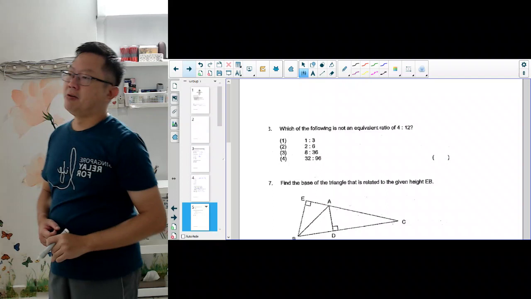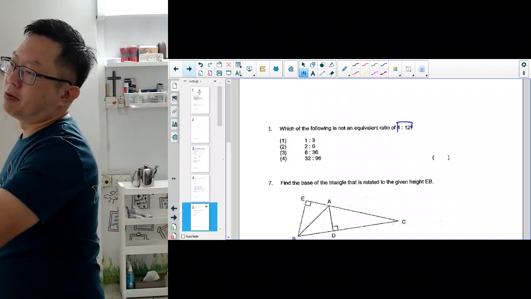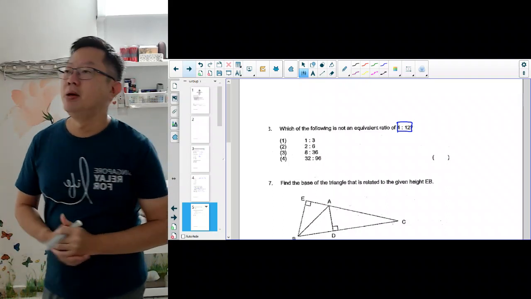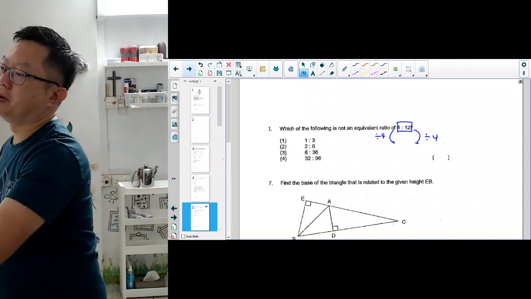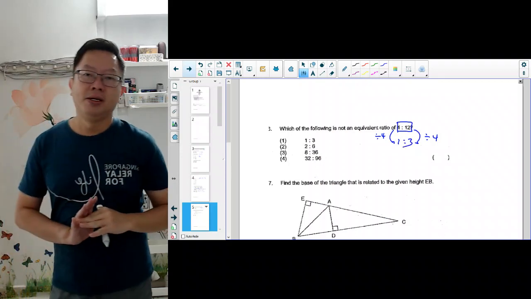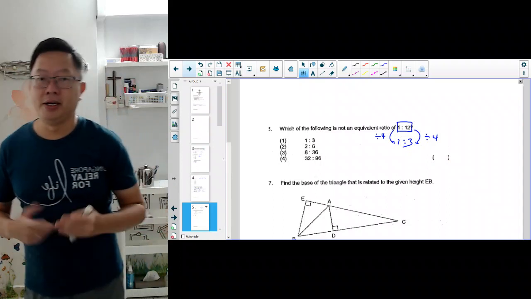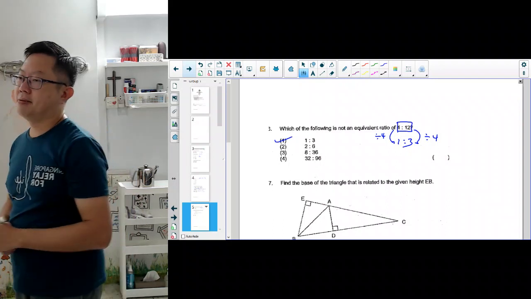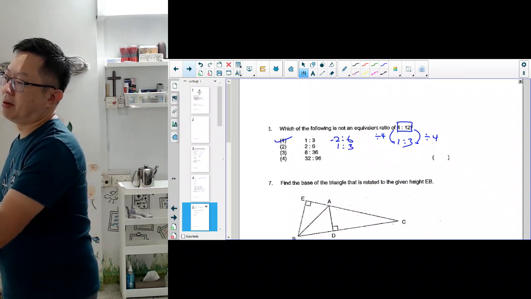Which of the following is not an equivalent ratio of 4 is to 12? Now, the lesson here is, when you have a ratio, how to know whether it's equivalent or not: you always get your simplest form. So the simplest form will be divide by 4, divide by 4, you get 1 is to 3. So that's the simplest form. And then use the simplest form to test all the answers to see whether they are equivalent. So 1 is to 3 is the same as number 1, 2 is to 6, right? 2 is to 6, simplest form will be 1 is to 3, because when you divide by 2, you will get 1 is to 3.